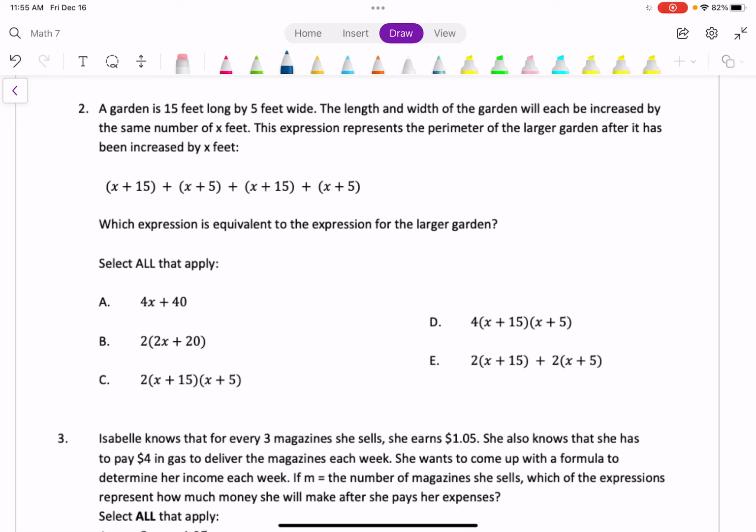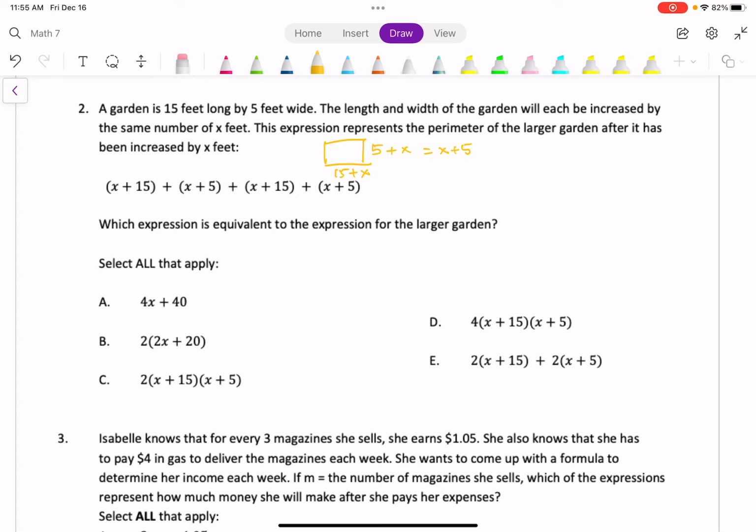If you haven't done number 2 already, pause the video, do number 2, and then replay it. So the length and the width will each be increased by the same number of feet. So if I have a length of 15 and a width of 5, I'm increasing each one by x. So you can write 5 plus x or x plus 5. So that's what all these are.